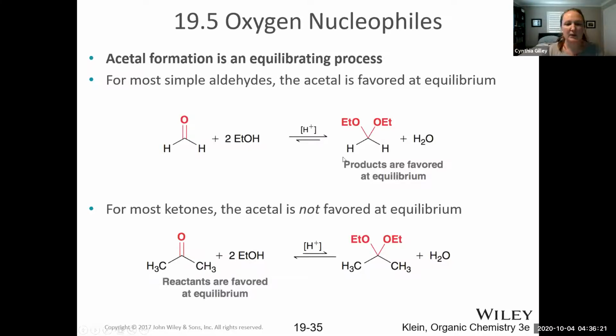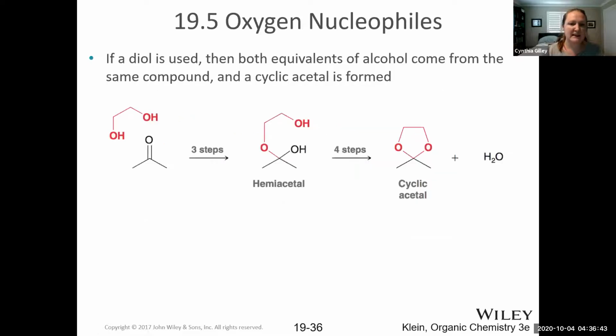Equilibrium can favor the acetal product, but it doesn't favor the acetal product for ketones. Instead, the ketone is typically favored at equilibrium. So how do we then form acetals from ketones? We would have to really manipulate the equilibrium to favor the products, particularly with the ketone, because they're not favored normally. One of the things that can help is forming, instead of an acyclic acetal, a cyclic acetal. To form a cyclic acetal, instead of using two separate alcohol molecules, we can use a diol.